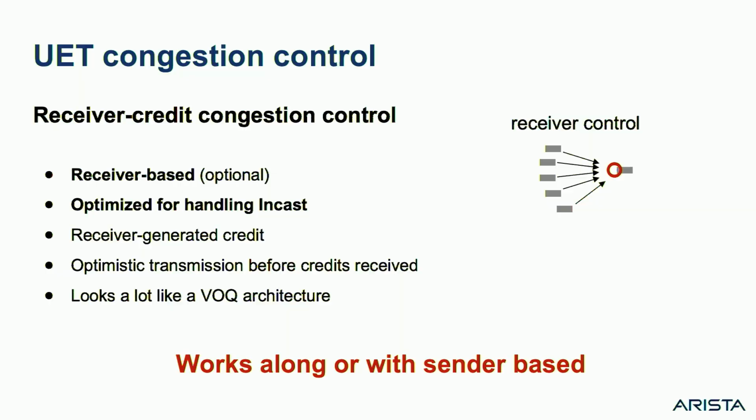Another optional congestion control is on the receiver side, and that's optimized for handling incast, which is many talking to one and creating a congestion scenario. And the way that this works is that the receiver is sending credits to the sender, kind of like how virtual output queuing works in a networking ASIC, right? And this really works alongside the default sender-based congestion control.